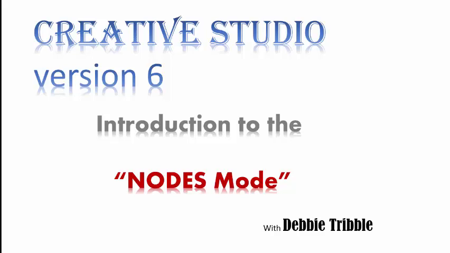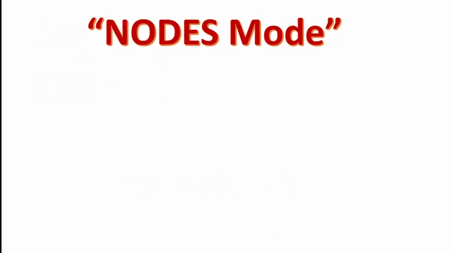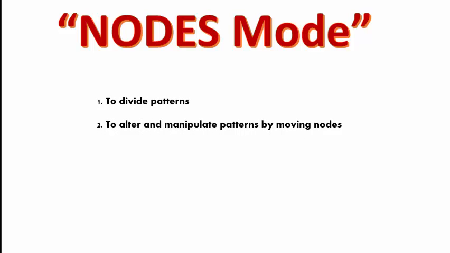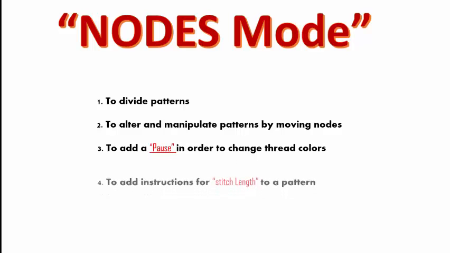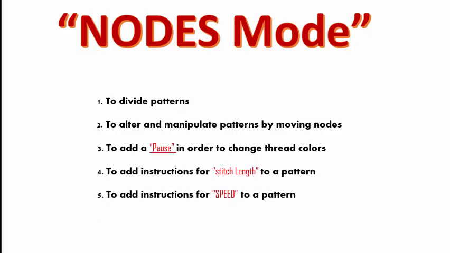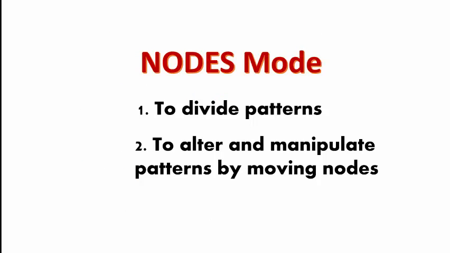Join me as we explore a terrific new feature in Creative Studio version 6. This presentation will introduce you to the Nodes mode. The Nodes mode has 5 distinct functions: to divide patterns, to alter and manipulate patterns by moving the nodes, to add a pause in order to change thread colors, to add instructions for stitch length to a pattern, to add instructions for speed to a pattern. 3, 4, and 5 are placeholders for special notes or designer instructions specific to a pattern. We will be using the first 2 functions in this project.